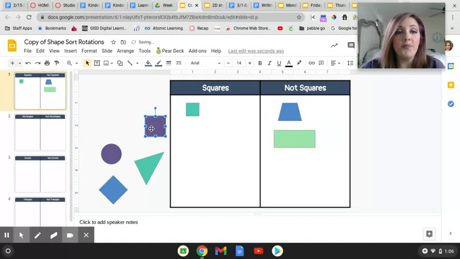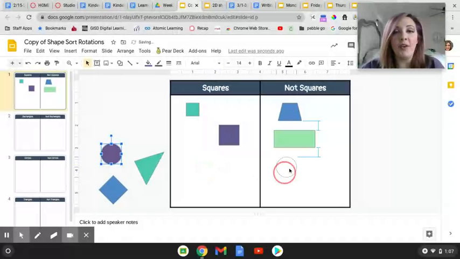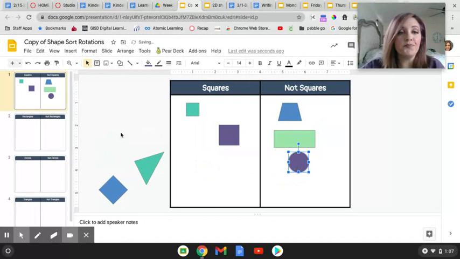Let's look at this one. This one has 4 sides and 4 corners, and it's all the same length. That one is a square. Let's look at this one. This one is a circle. A circle has no sides. It's one continuous line, and it has no corners. That one goes on the not square side.